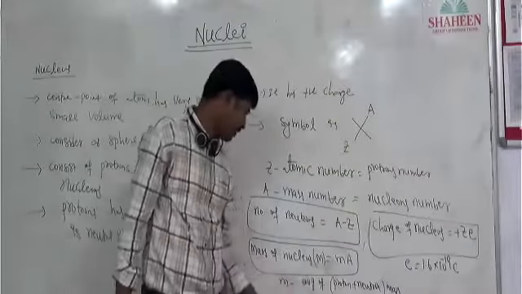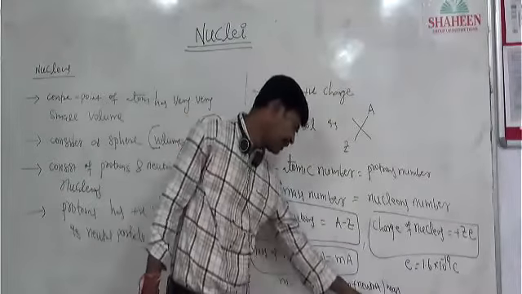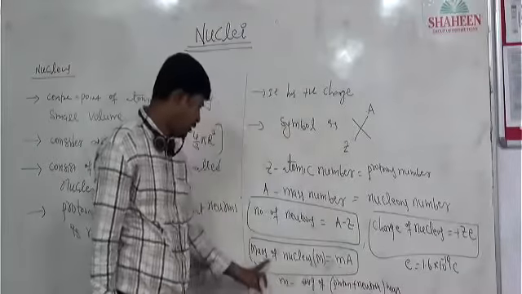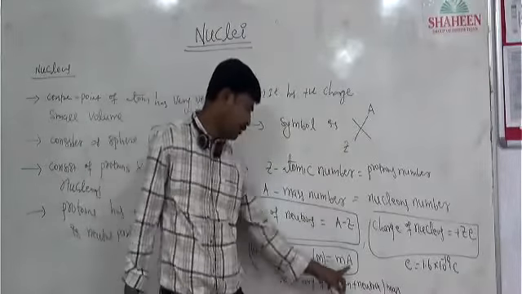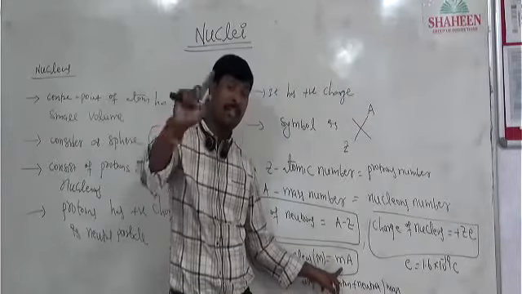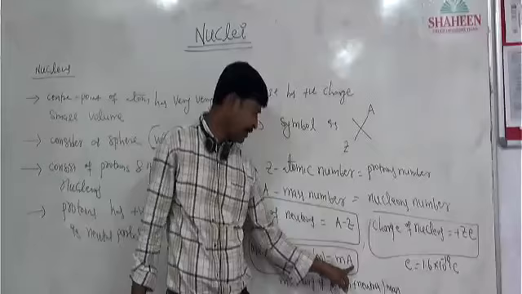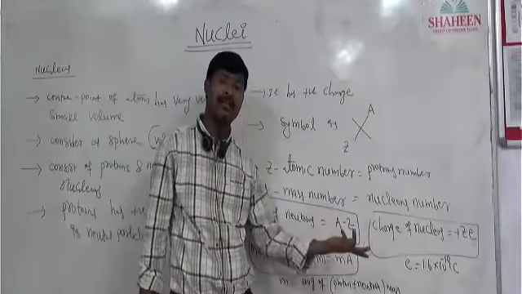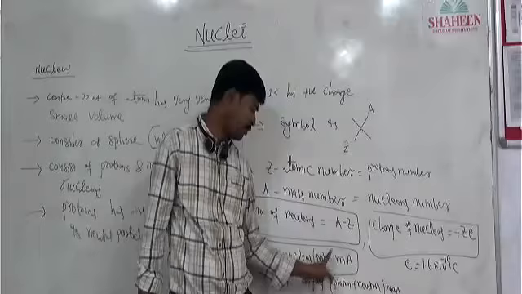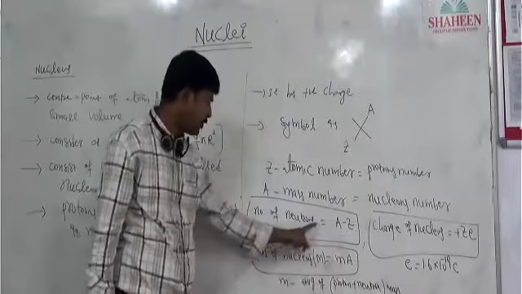Okay. So average means proton mass plus neutron mass by 2. Mass of nucleus is m into A. Small m is the mass of each nucleon, or the average mass of proton and neutron, into A, because that many nucleons are there. M into A is the total mass of the nucleus. Number of neutrons is A minus Z.